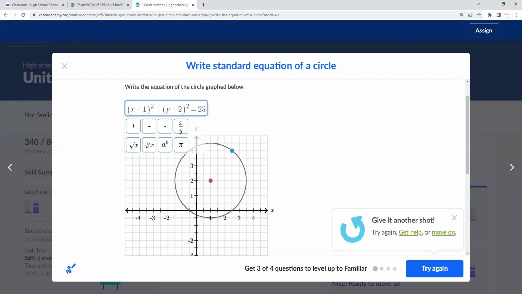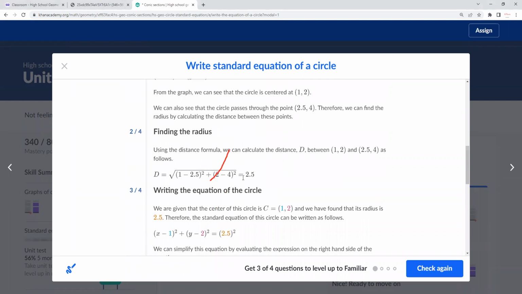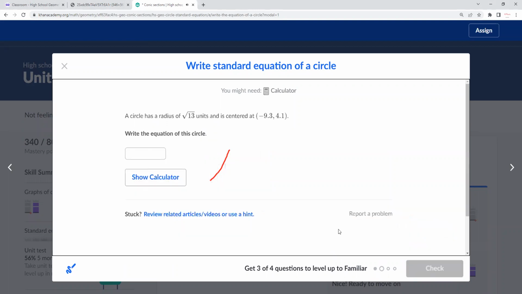So it probably won't be at 5. You'd have to do the distance formula to find where that point is. And it looks like it's at 2.5 if we did the distance formula. So then you would square that. 2.5 squared gets you 6.25. There we go.